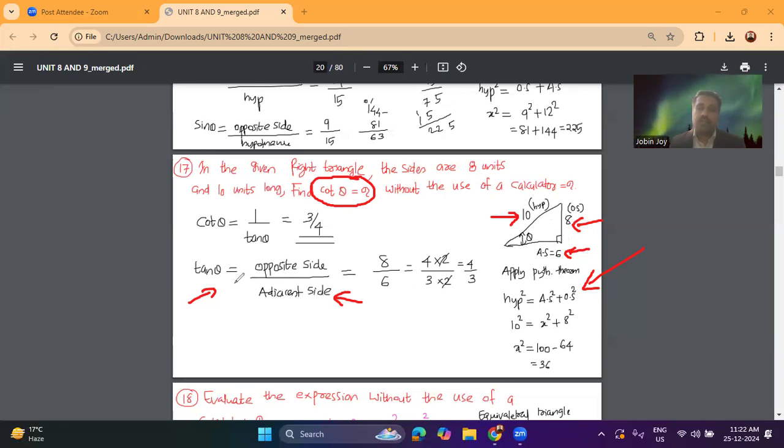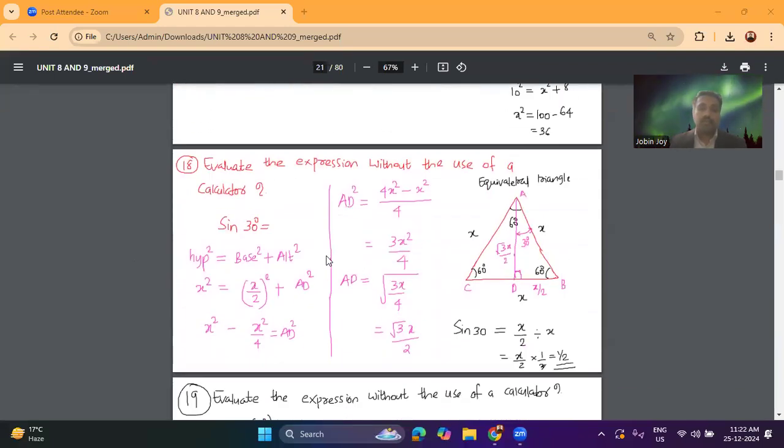Then I can calculate tan theta. Tan theta is equal to opposite side by adjacent side. So that means 8 divided by 6. I can simplify it. 8 I can write 4 into 2, 6 I can write 3 into 2. So that 2 cancel, 4 by 3. So tan theta is equal to 4 by 3. Here the question is cot theta. Take the reciprocal of tan theta. That is 3 by 4. That is the value of cot theta.